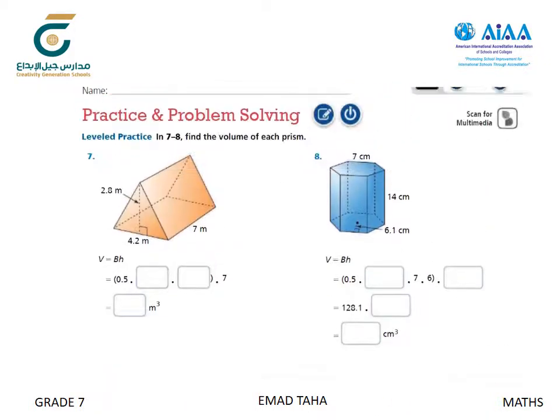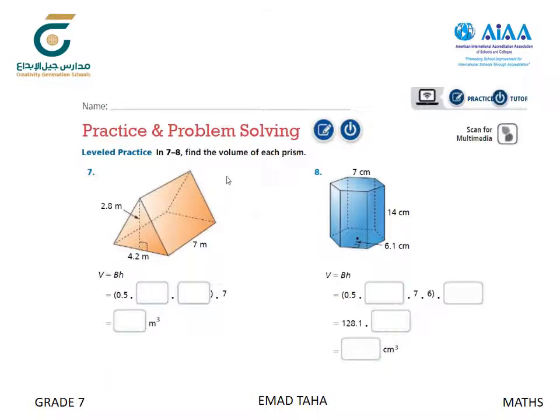Okay, now our lesson is about how to find the volume of the prism. The most important rule here: the volume equals base area times height. Base area times height. Okay, here this is a triangular prism because its base is a triangle.